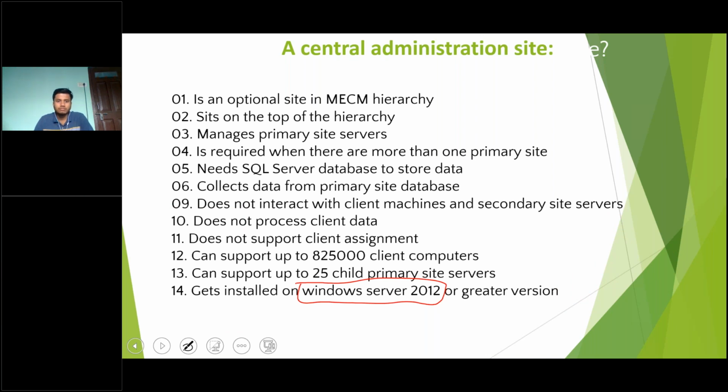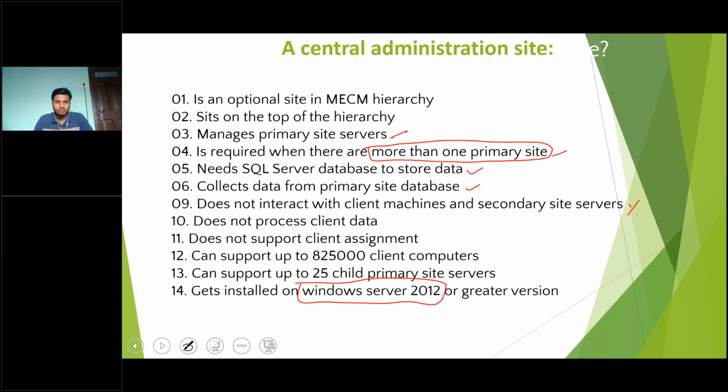So all these points are related to CAS. CAS is basically an optional site. It sits on the top of the hierarchy. It manages primary sites. It is required, so this is the main point, only when you have more than one primary site. If you just have one single primary site, a standalone site, then you don't install it. It needs a SQL Server database. It collects data from primary site databases.